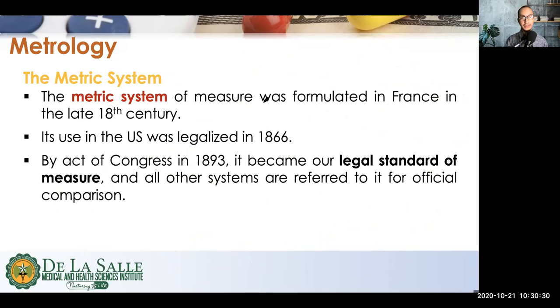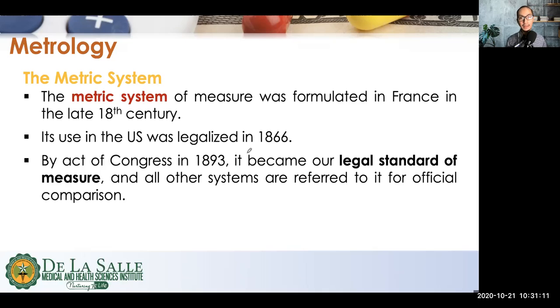As we all know, the metric system arose because of the French Revolution. It was formulated in France in the late 18th century during the Age of Enlightenment because scientists sought a way to standardize measurements so that these will be based on science. Their basis will be scientific, not based on tradition. They should not be controlled by any person, any of the ruling class.